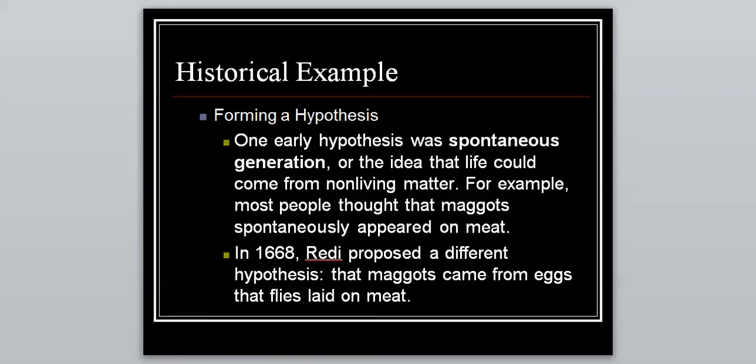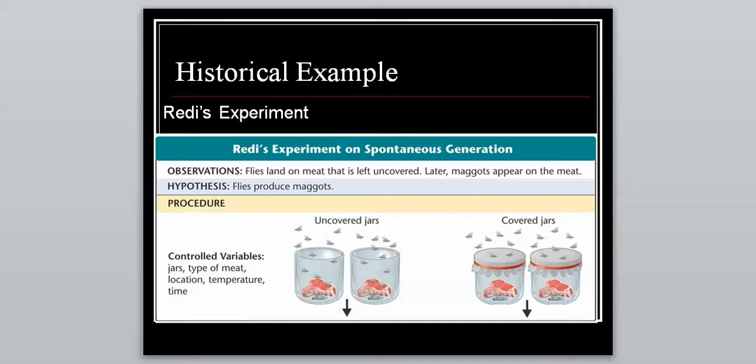However, in 1668, after making some observations, a guy by the last name of Redi, R-E-D-I, proposed a different hypothesis, and his was that maggots came from eggs that flies laid on meat. This might, again, seem really simple to us, but back then that was a pretty radical statement to make. So he set up an experiment, and there's a picture of it, what it would kind of look like. So it kind of breaks it down here.